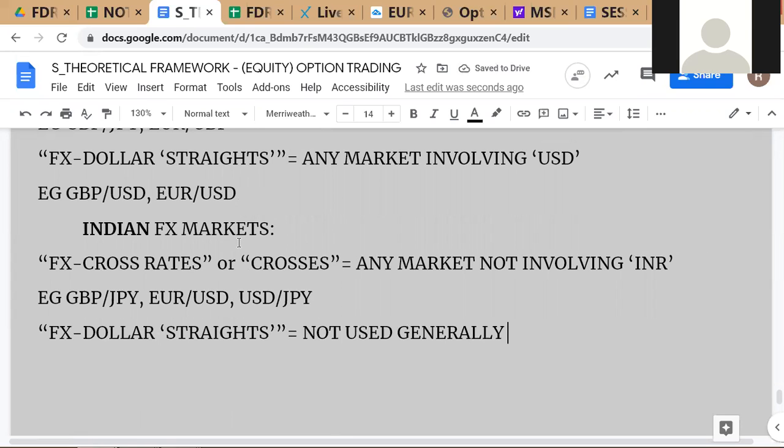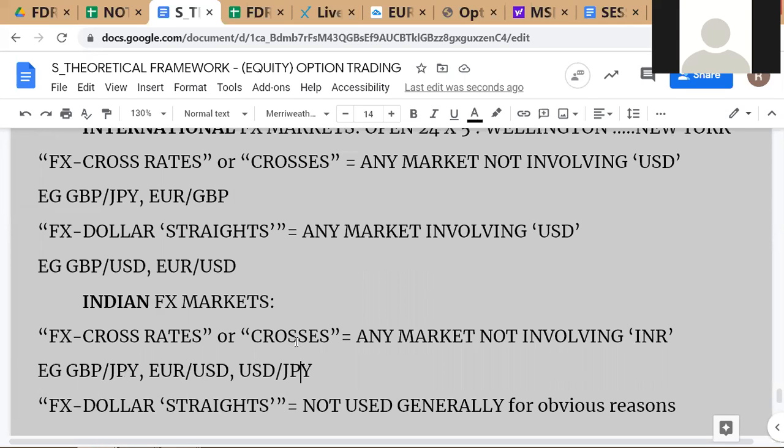For obvious reasons, okay? Because the reason you don't use dollar straights in India is because whether it involves a US dollar or does not involve a US dollar, you are referring to it as cross rates because it does not involve the INR, okay? So the question of then making a separate category for dollar straights doesn't arise because you have put dollars also into this. Dollar straights have also been put into this.